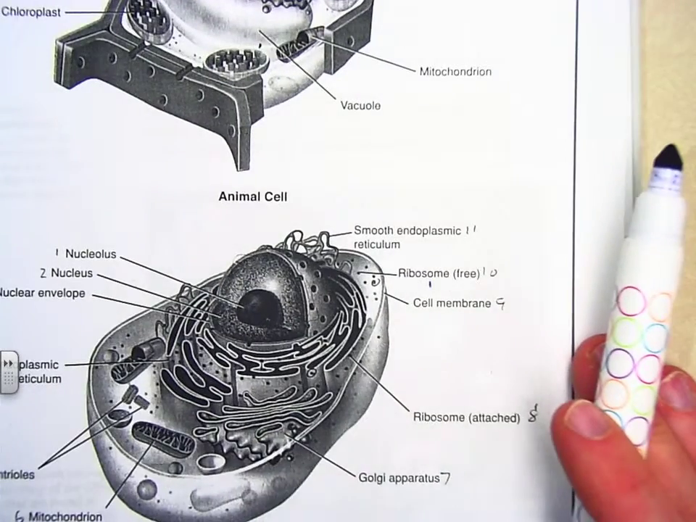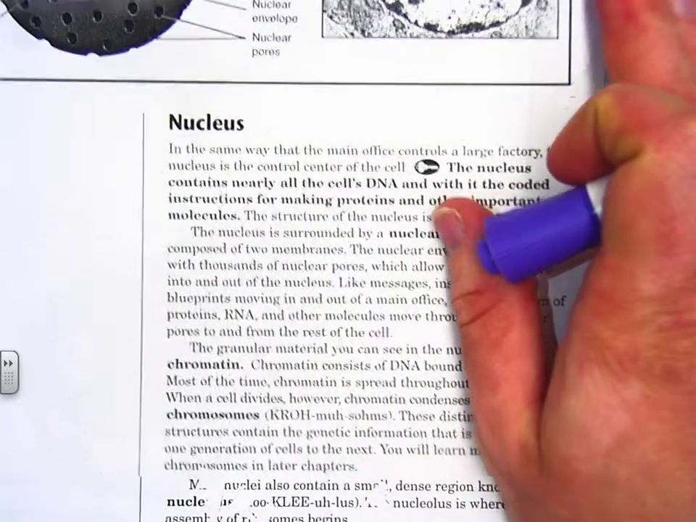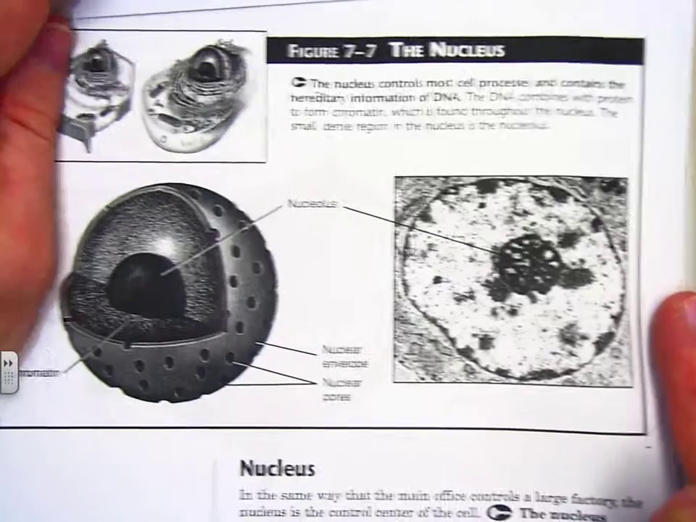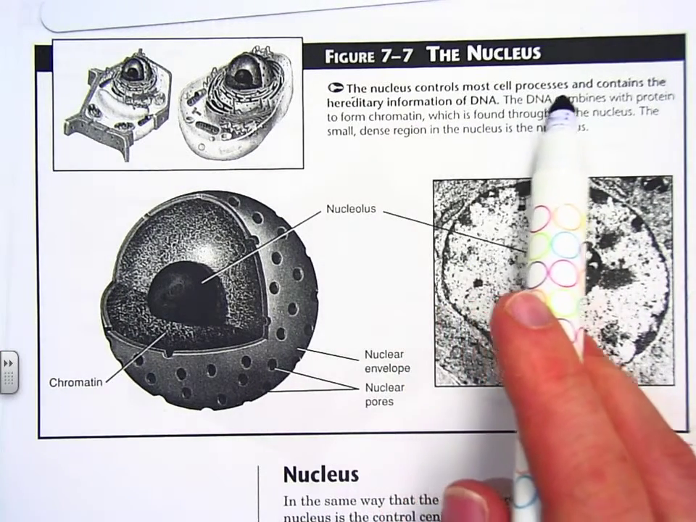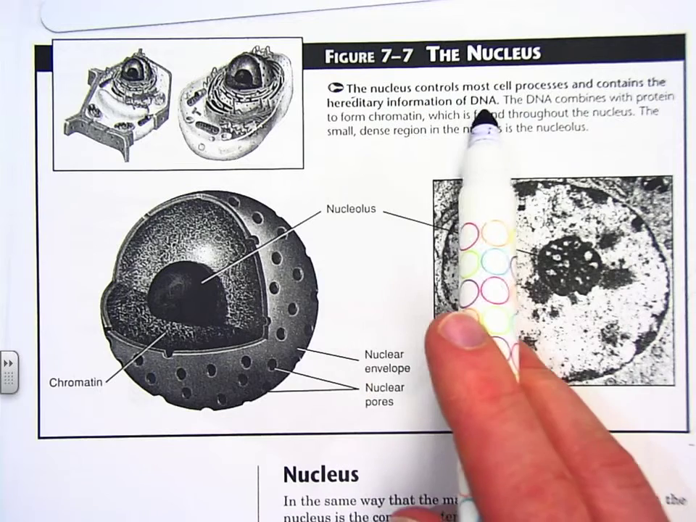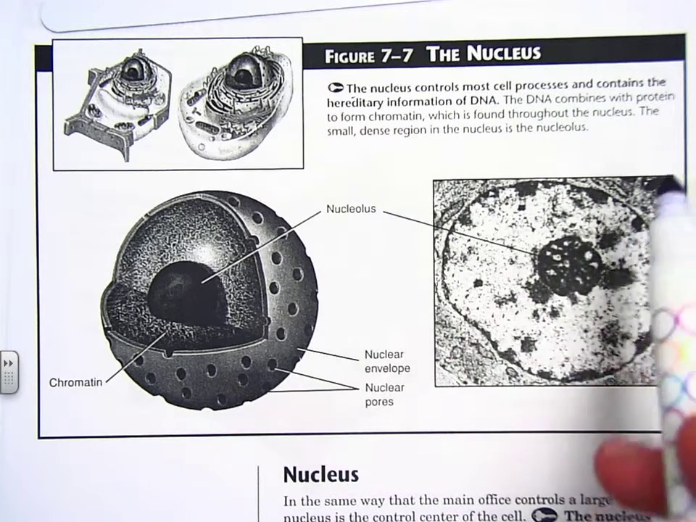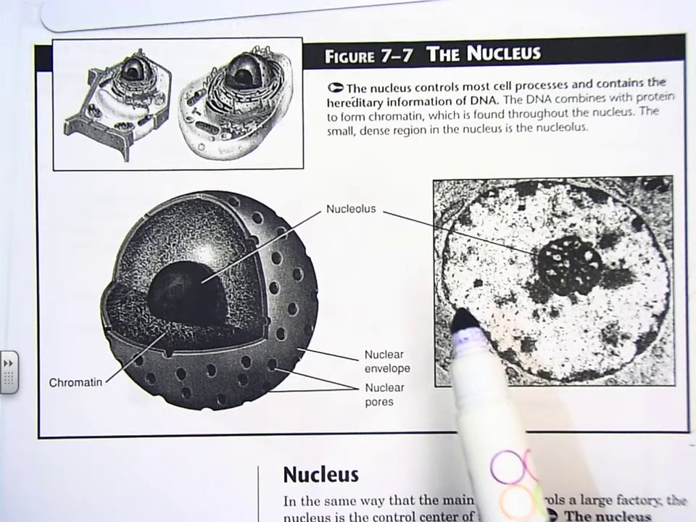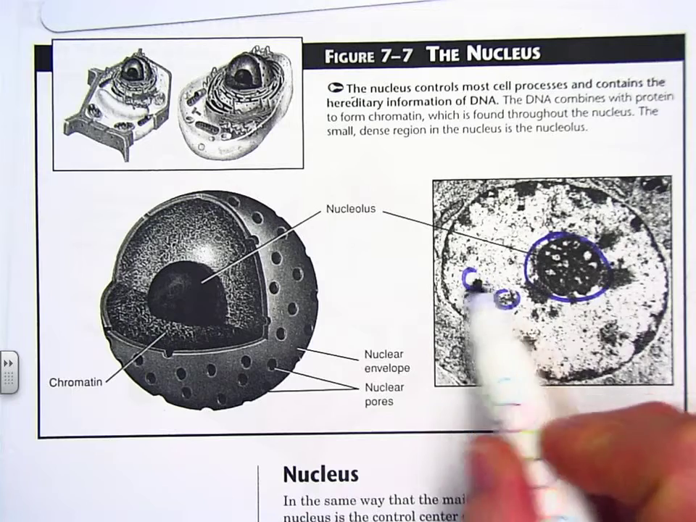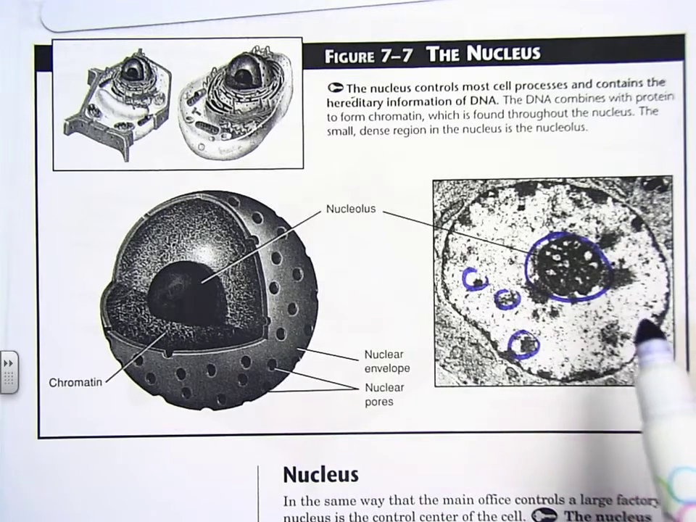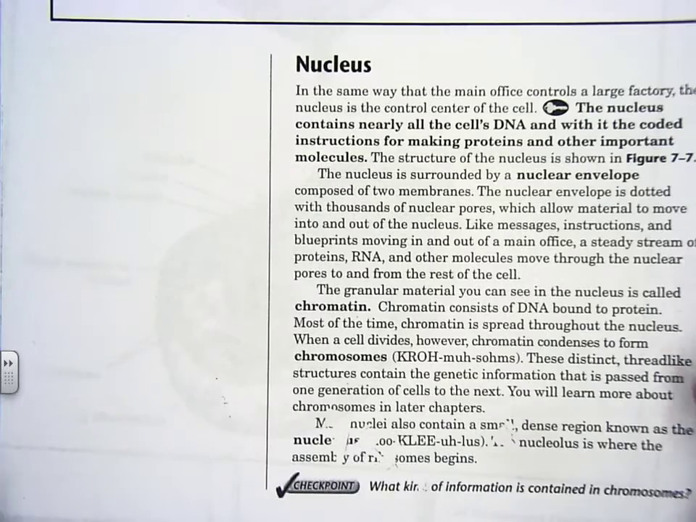Okay, let's move on, please, to page 176. Figure 7.7, the nucleus. Everyone check this figure out. The nucleus controls most of the cell processes and contains the heredity information of DNA. The DNA combines with protein to form chromatin, which is found throughout the nucleus. The small, dense region in the nucleus is a nucleolus. So here's the nucleolus, and this dark stuff is called chromatin, and that is where the DNA is kept. Very cool. Alright, let's read more about the nucleus.